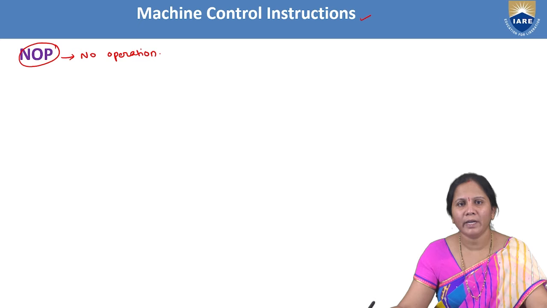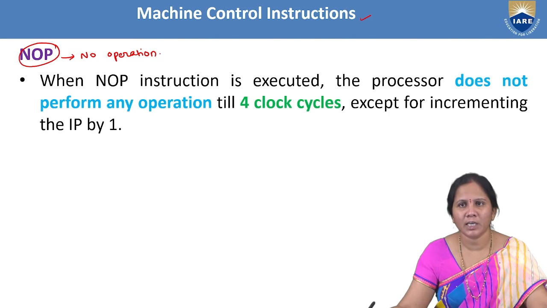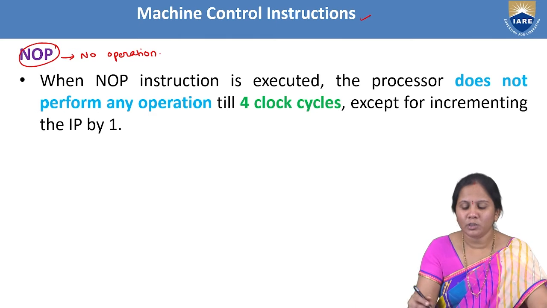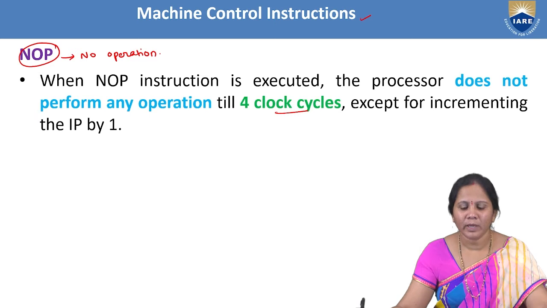If you want to write any delay program related to the main program, you have to write that by using the instruction NOP. When each NOP instruction is executed, it is going to take 4 clock cycles, providing a 4 clock cycle delay. Until these 4 clock cycles are completed, it is not going to do any operation, like fetching, decoding, executing, or any arithmetic or logical operations. Nothing will be performed.